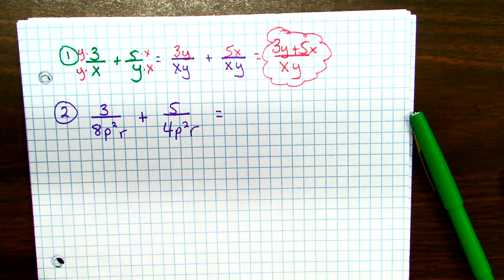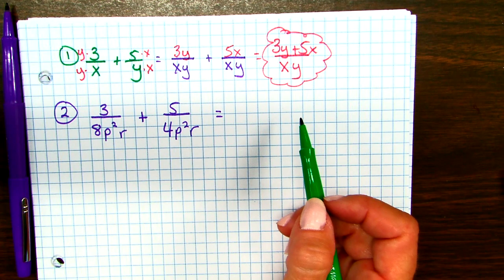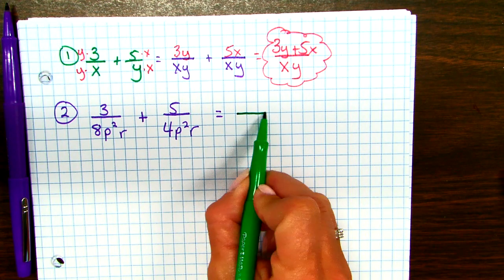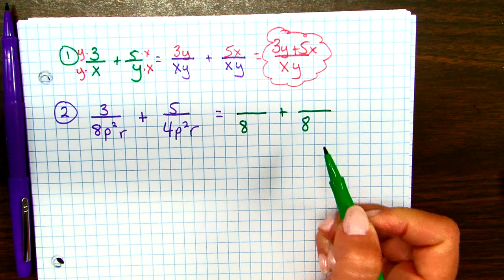Okay, let's go a little bit harder now. Start with your numbers. We have 8 and we have 4. What is a common multiple of 8 and 4? Not a factor, not a number that goes into it, but what is a multiple of both 4 and 8? The smallest one, 8. Are there others? Of course, there's a ton of common multiples, but we are going to take the smallest one, which is 8.